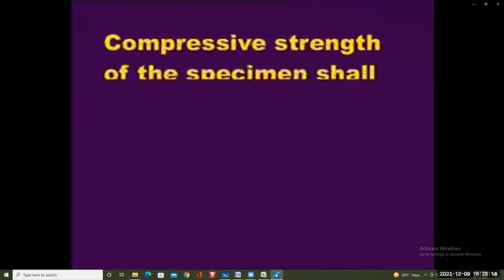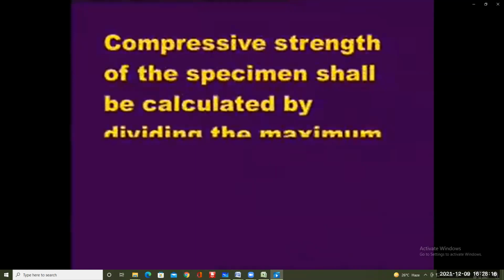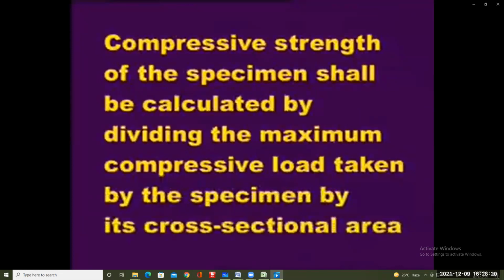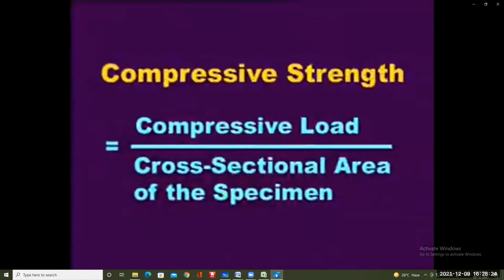The compressive strength of the specimen shall be calculated by dividing the maximum compressive load taken by the specimen by its cross-sectional area. Compressive strength shall be equal to compressive load divided by the cross-sectional area of the specimen.